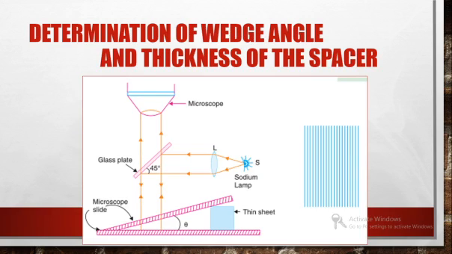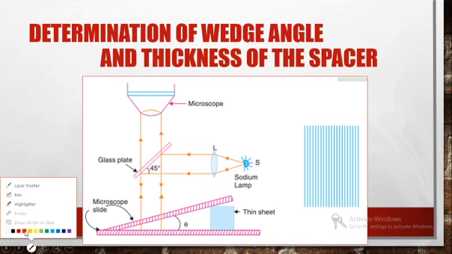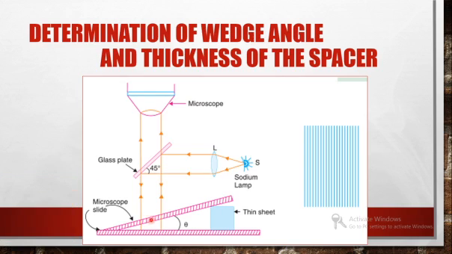Hello students, today we will discuss how to determine the wedge angle and thickness of the spacer in an air wedge experiment. As we have discussed, the air wedge is a wedge-shaped film formed between two glass plates, where you can see two glass plates inclined on a spacer. The ends of the glass plates will be touching at one side and the other will be inclined.